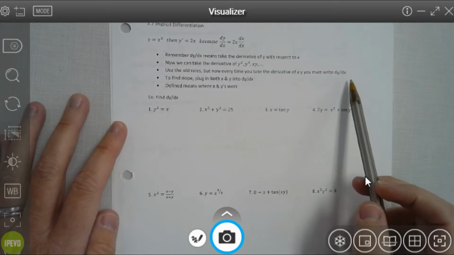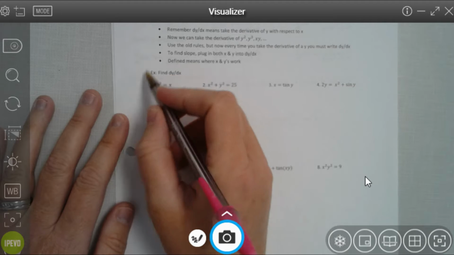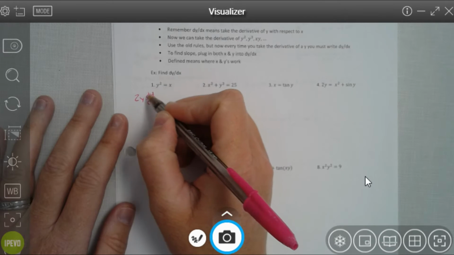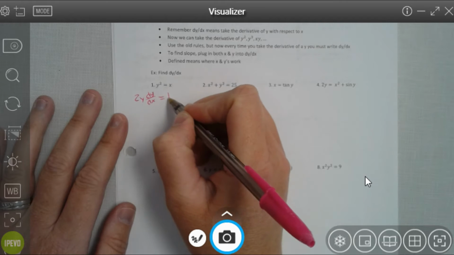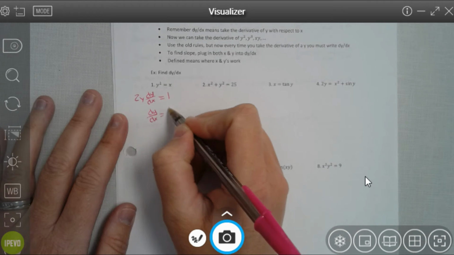So now we're going to use all the same rules, but take the derivative with respect to y. So a derivative of y squared would be a 2y with a dy over dx. That means you took the derivative of y with respect to an x. Derivative of x is still 1. So to solve this, we're going to do dy over dx equals 1 over 2y.